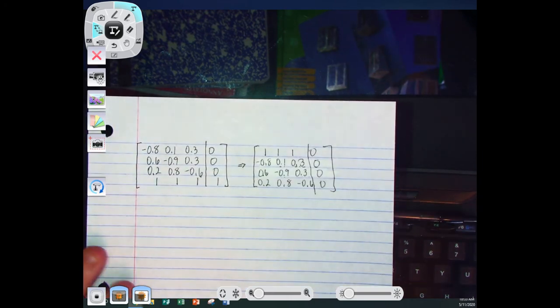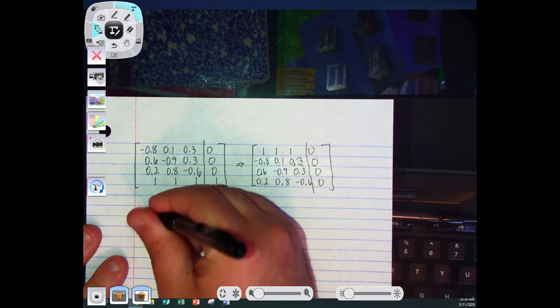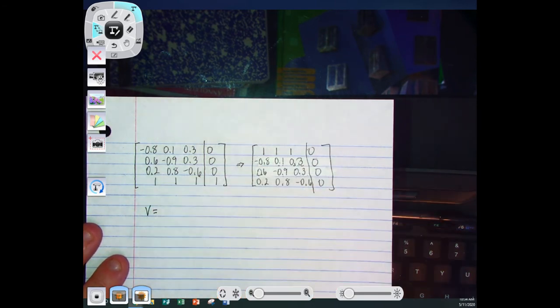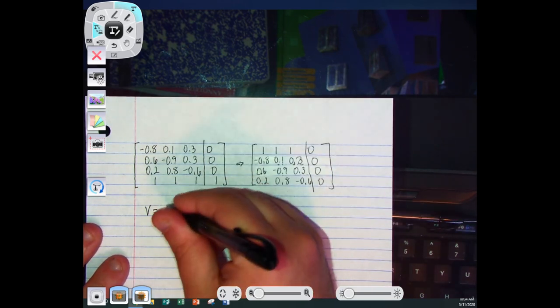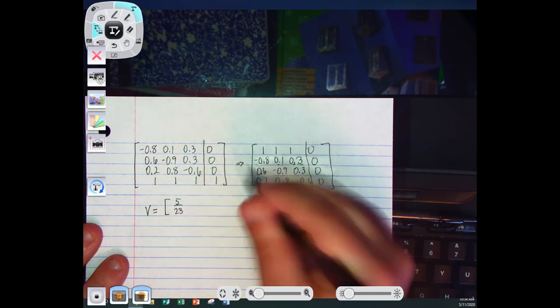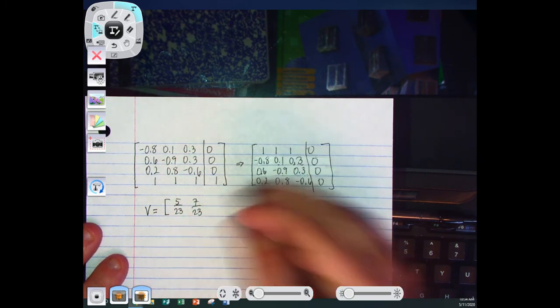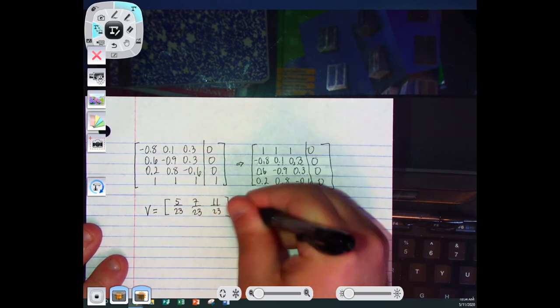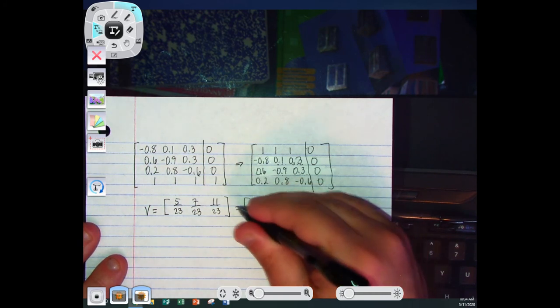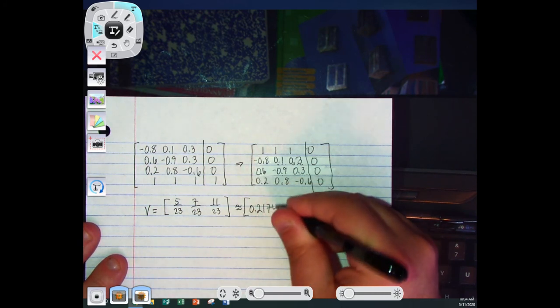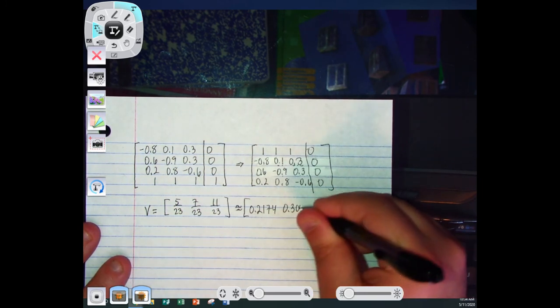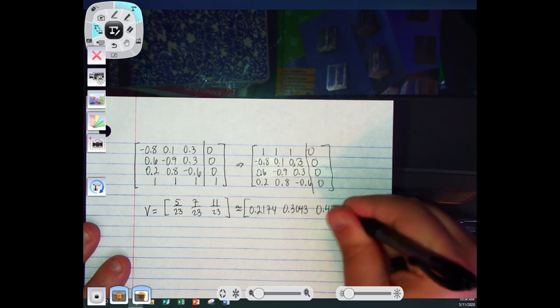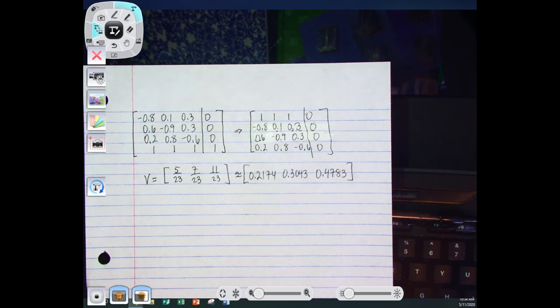When you solve this matrix, it's 11 steps, so I'm not going to work the whole thing out. But essentially, when you solve the matrix, we end up getting a probability vector of 5/23, 7/23, and 11/23. If we write these out as decimals rounded to 4 places, we end up with approximately 0.2174, 0.3043, and 0.4783. If you want to do a review of Gauss-Jordan where we actually work this out, send me an email. We'll set up a Google Meet, and we'll do it together.